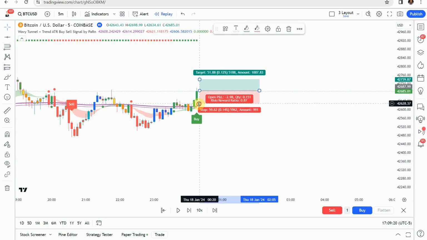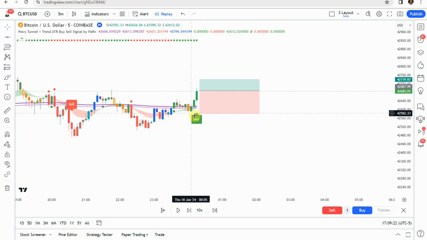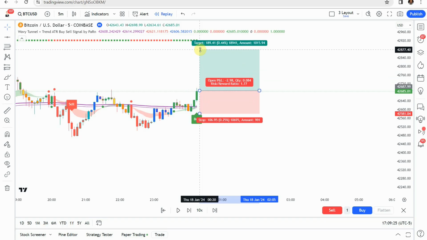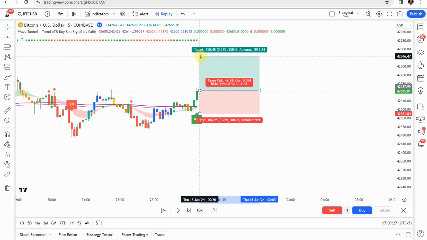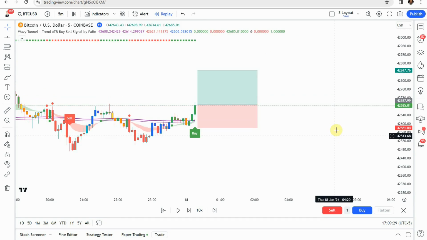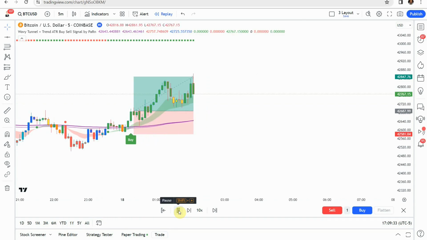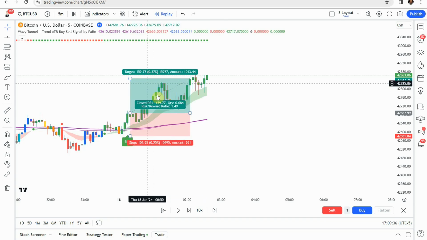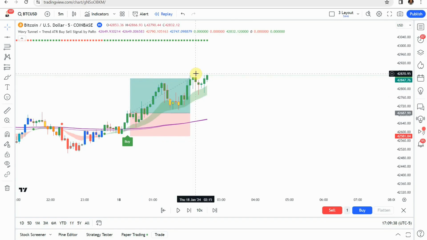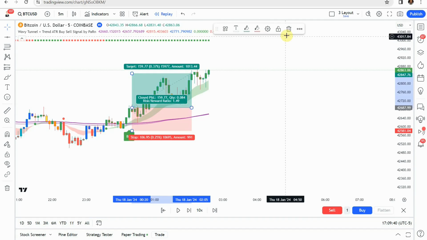So we'll put a long right there. We'll set our stop just below the last swing, and we'll target a 1 to 1.5 risk reward right about there. Let's go ahead and play this forward and see what we get out of it. And you see that we make a relatively decent push up there, getting us to our take profit.